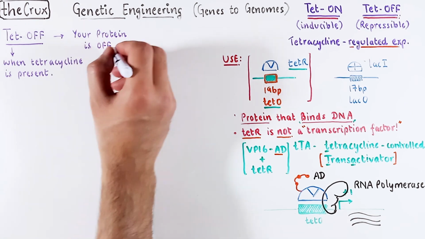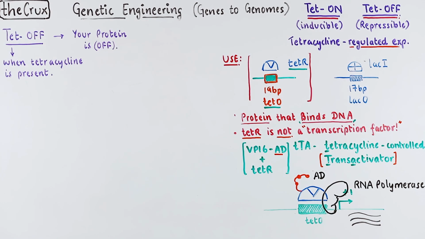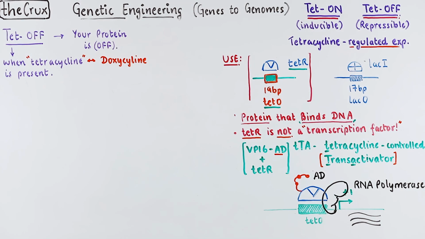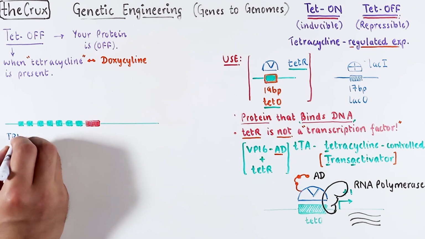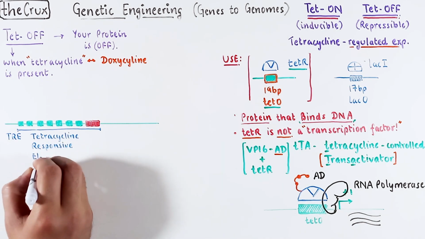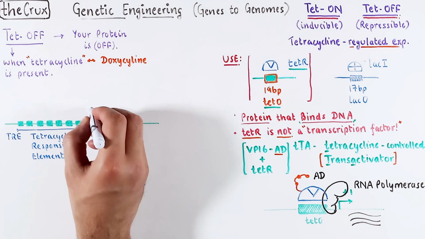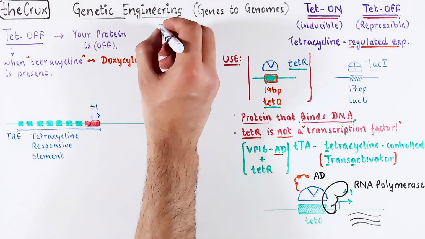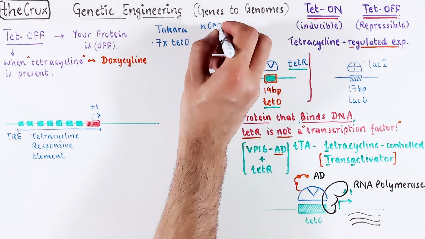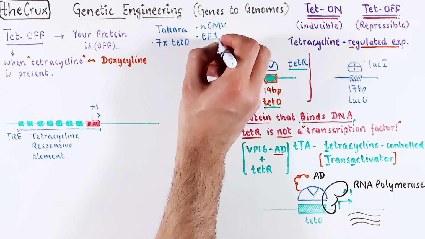By the way, oftentimes you use tetracycline analogs like doxycycline to prevent cellular stress from the antibiotic. In a typical tet-OFF system, you have a synthetic promoter called the TRE, which stands for tetracycline responsive element. At least the version from Takara has 7 copies of the same operator in tandem, followed by a minimal promoter, which is generally the CMV promoter or the EF1 alpha.